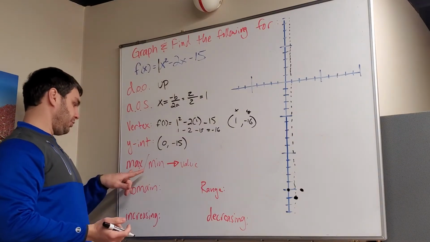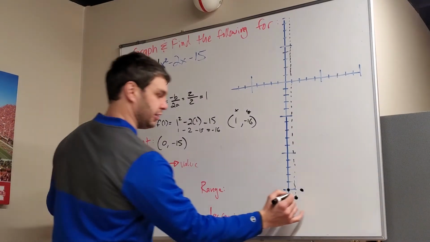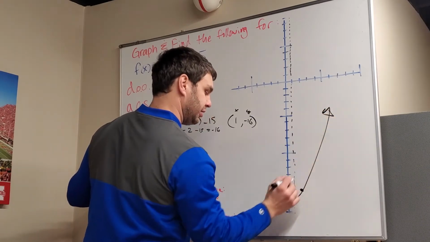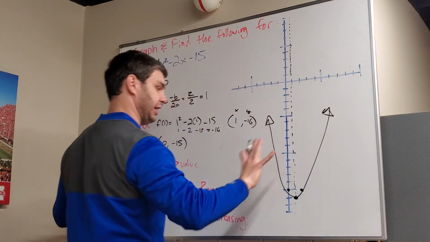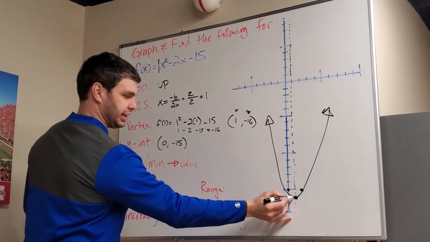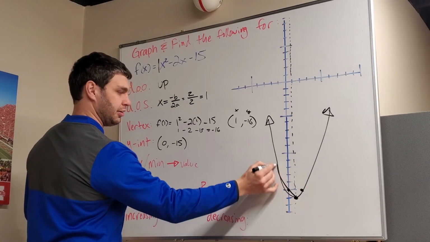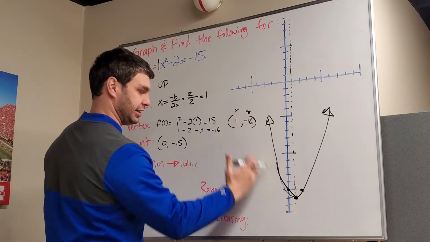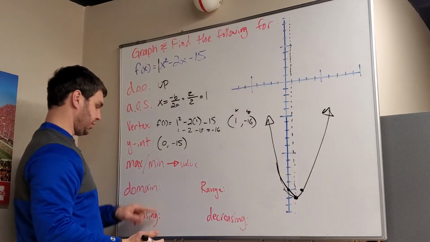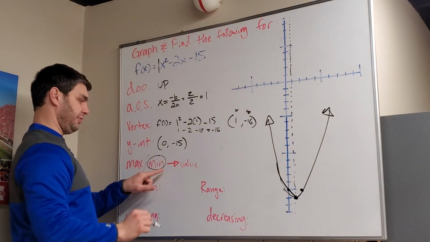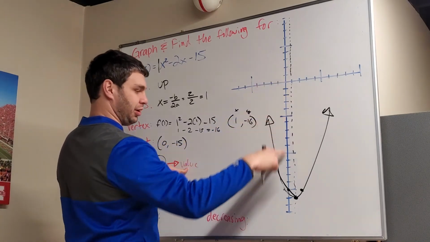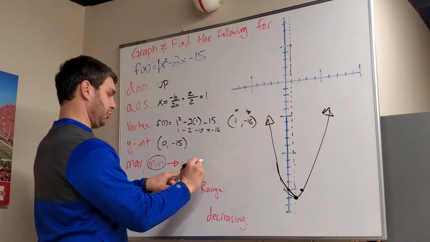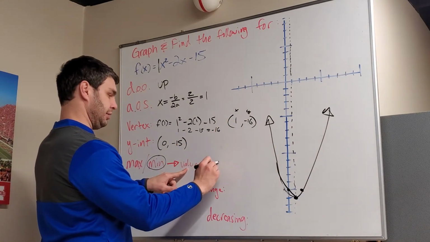All right, what else do we have? Do we have a maximum or a minimum? Well, if we know it's going to open up like this, mine's probably not perfect, but if it's going to open up like that, I missed it. There we go. Then this one is going to have a minimum value, right? It comes down and it has a bottom. So it's going to have a minimum. The value of that minimum is y equals negative 16, the y value of our vertex.